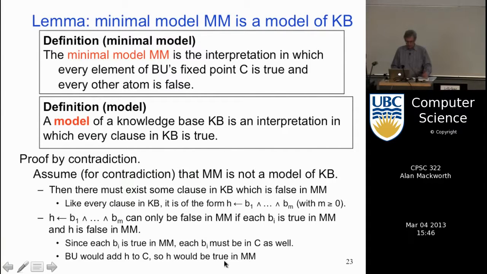Uh-oh, but actually, that's good news. There's a contradiction. H is false in the minimal model, and H is true in the minimal model, if the minimal model is not a model. So it has to be a model. We proved the theorem. Contradiction, therefore, the minimal model is a model. And again, this is kind of subtle, but every step is precisely correct. This is a very formal technical proof, bulletproof. Okay?